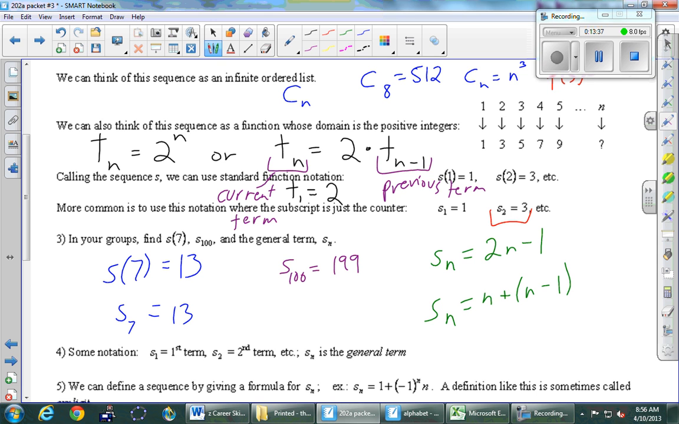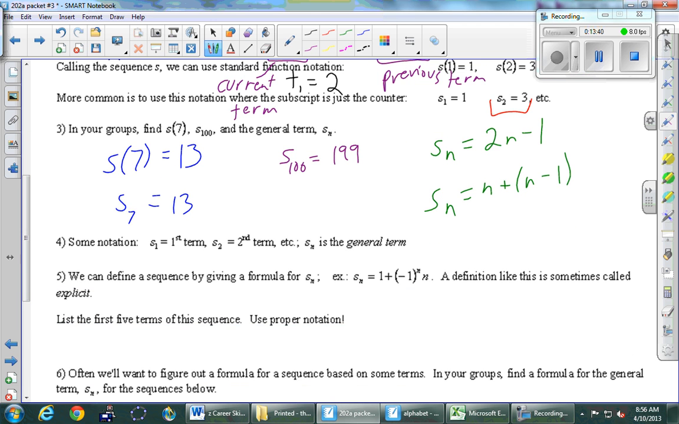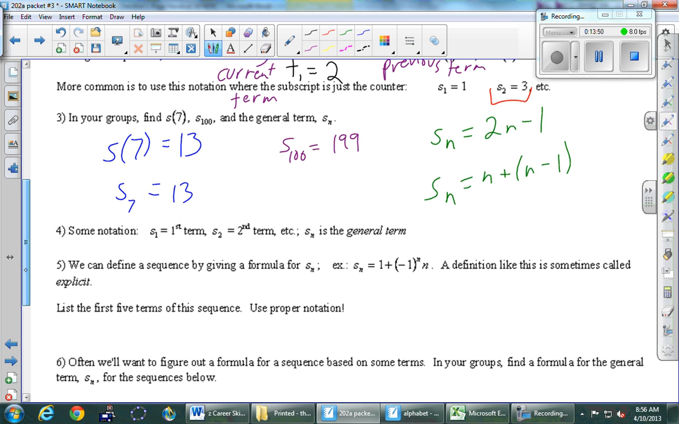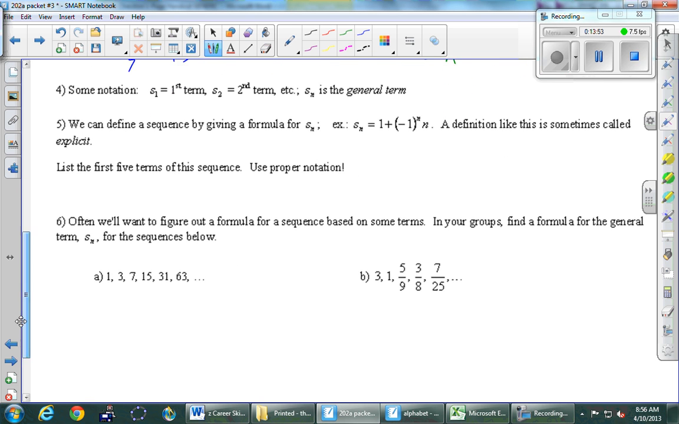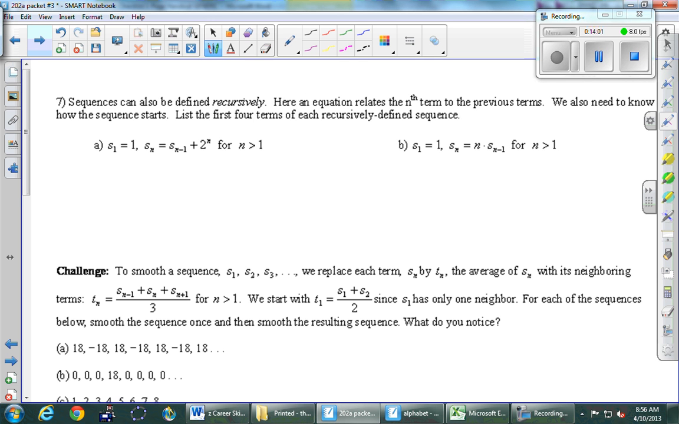All right, coming down here to number 4, some notation. S1 is the first term, S2 is the second term, S sub n is the general term. And let's see, we talked about explicit formulas. And there's some general stuff. Let's move on to the next page.